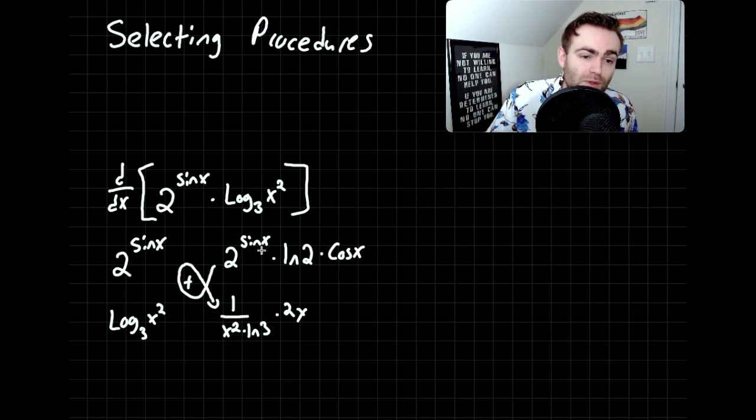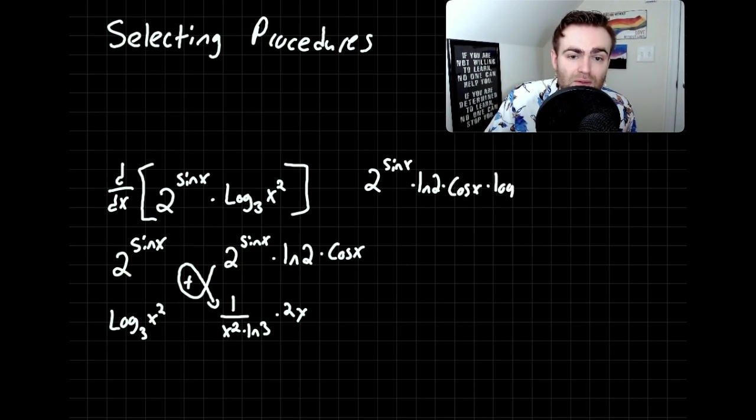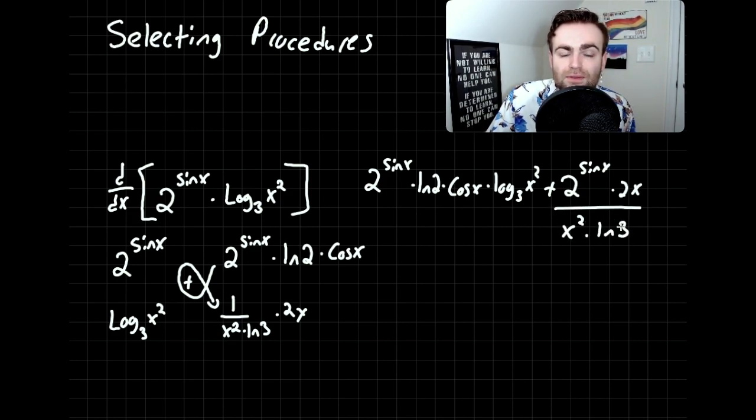So we'll start off. We have 2 to the sine x times ln 2 times cosine x times log base 3 of x squared plus 2 to the sine x times 2x all over x squared times ln of 3.